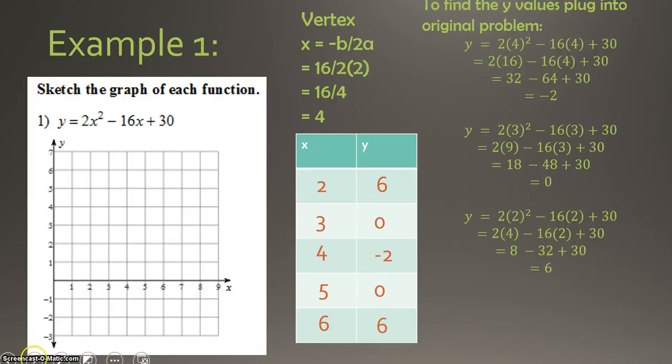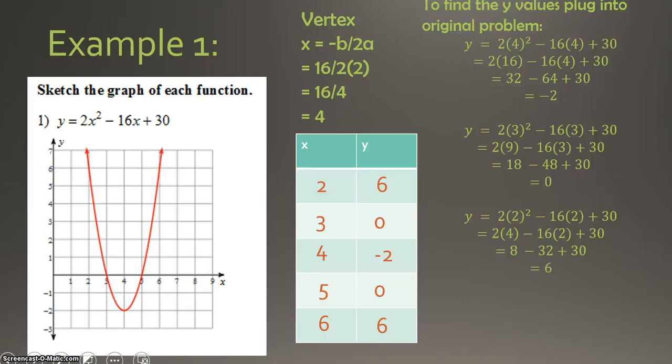Now we're going to graph it. And our solutions are our x-intercepts. So our solutions are at x equals 3 and at x equals 5.